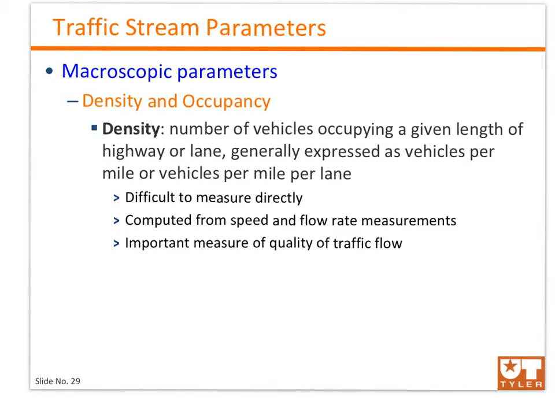Now we are continuing here with the macroscopic parameters. We'll be talking about density and occupancy. We talked about density before, and density is simply the number of vehicles occupying a given length of a highway or lane. Typically it is expressed as vehicles per mile or vehicles per mile per lane. We tend to see density as a very difficult parameter to measure directly. Again, we typically try to compute it from speed and flow rate measurements, and it's a very important measure of quality, so we understand its importance, but at the same time it's very hard to measure, and therefore we try to correlate it to other parameters that are easier to measure in the field, and that would be the occupancy.